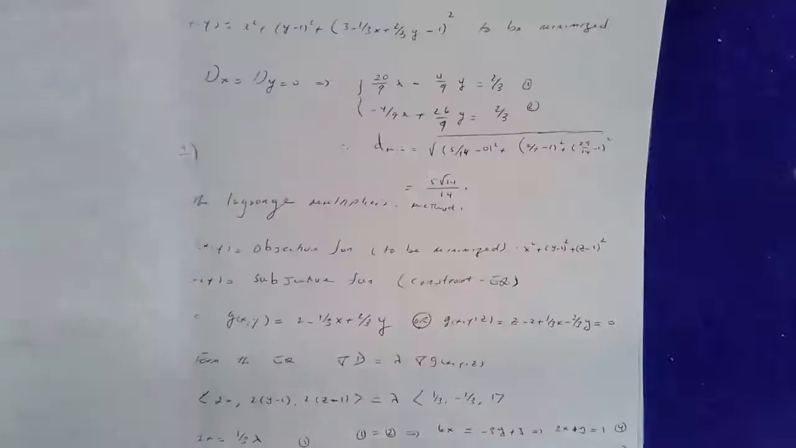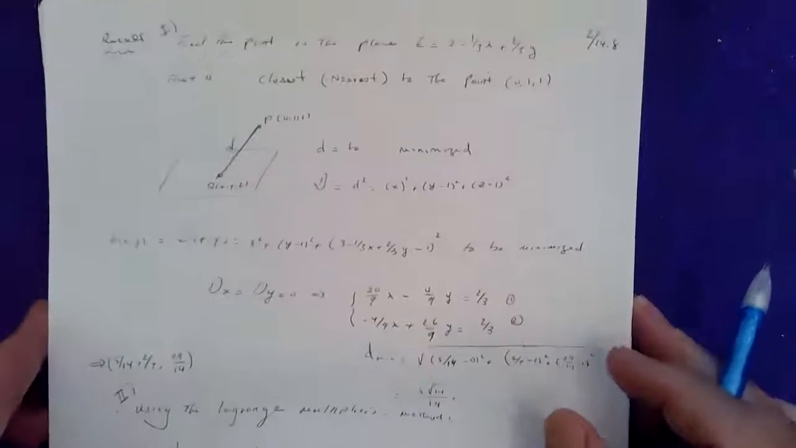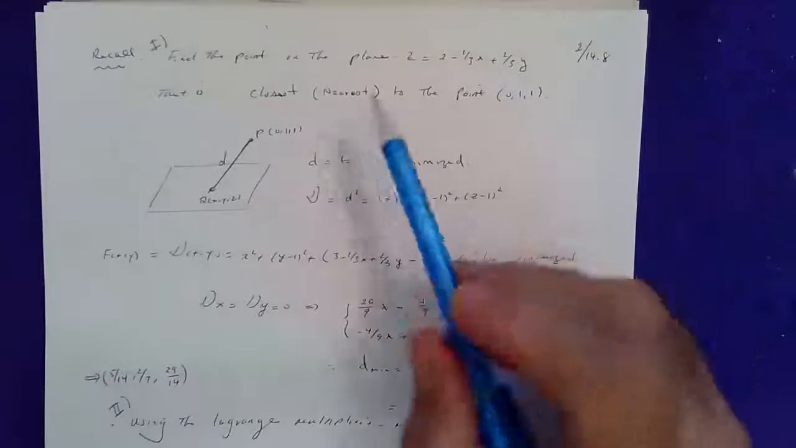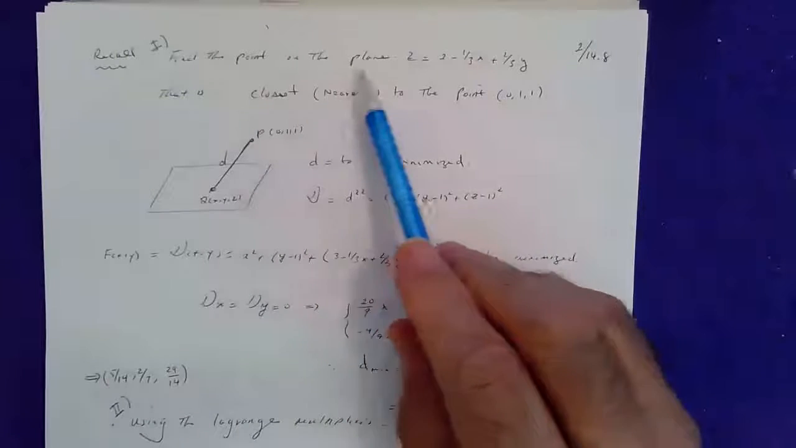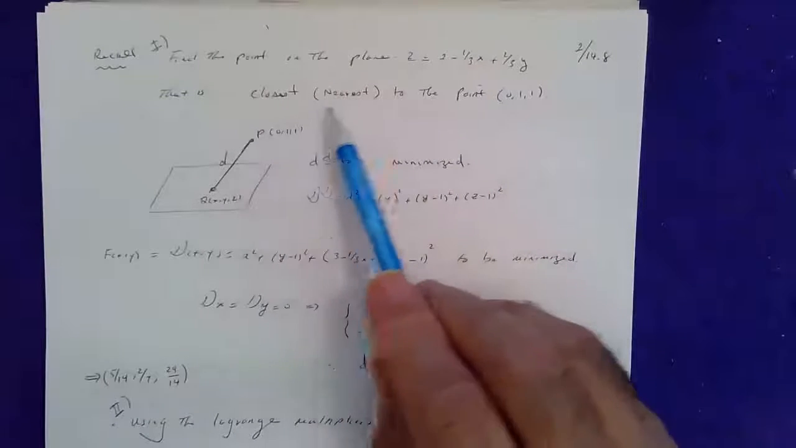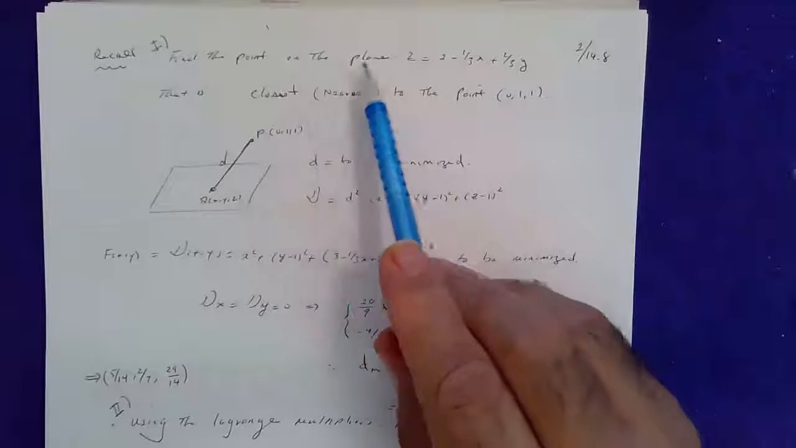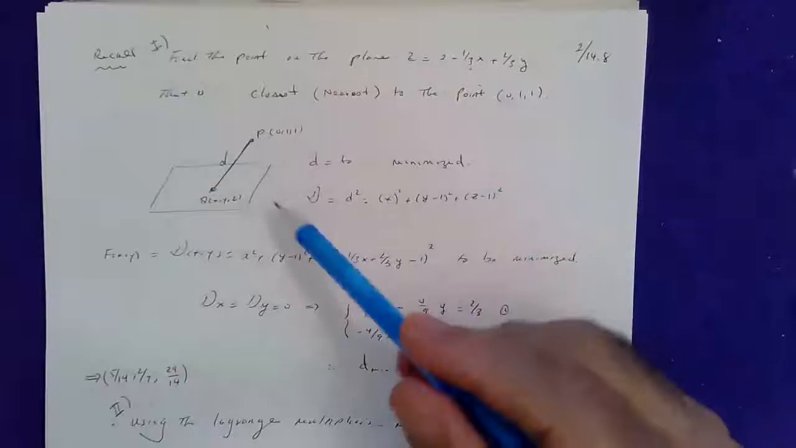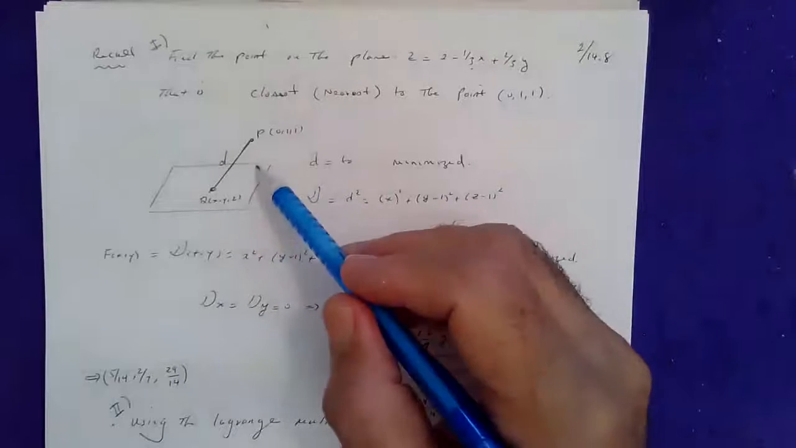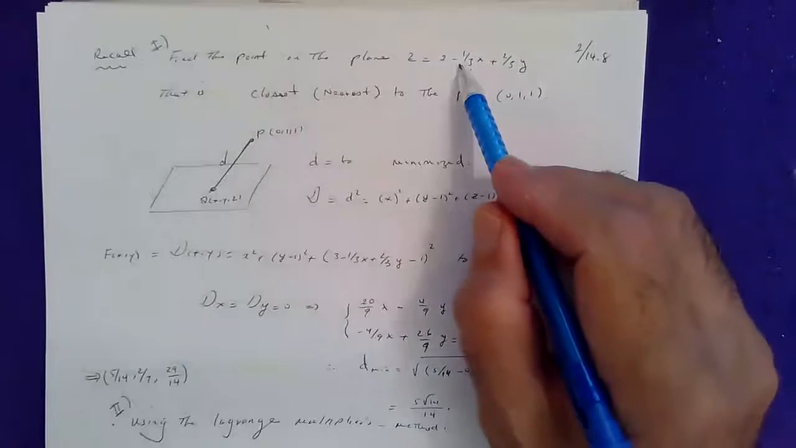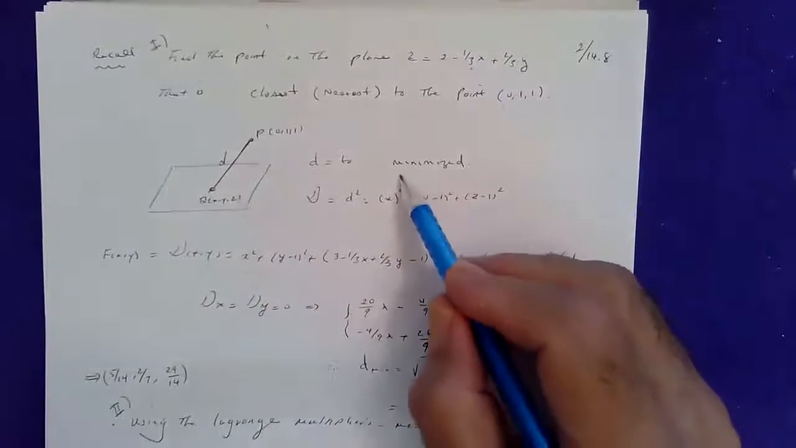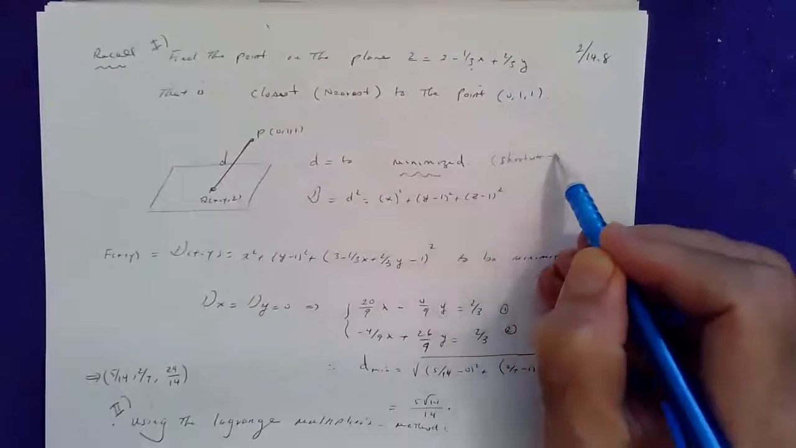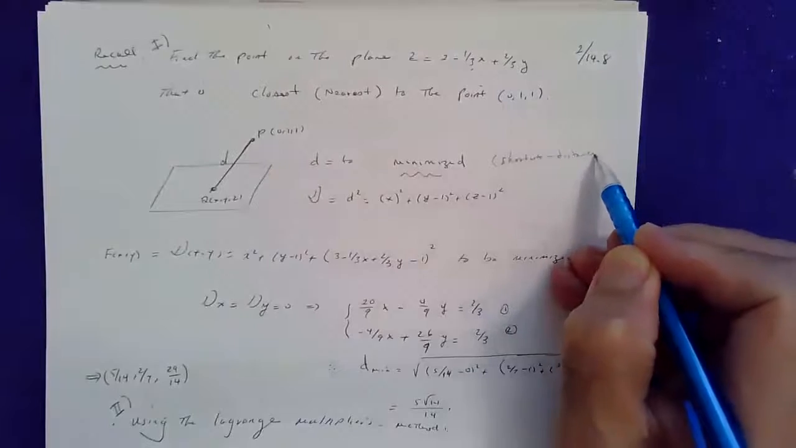With that introduction, let's go back to a problem which we solved a while back in a previous section. Remember, the question was to find the point on this plane that is closest to this point. In other words, we're trying to find the distance between this point and this plane, and we'd like to minimize it. In other words, we're trying to find the shortest distance. Remember, we did this by using what?